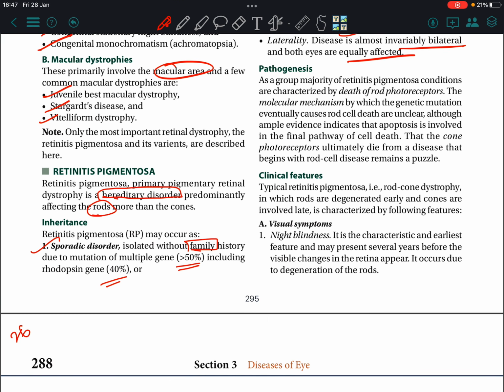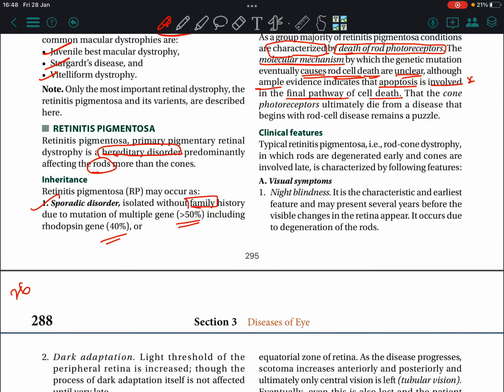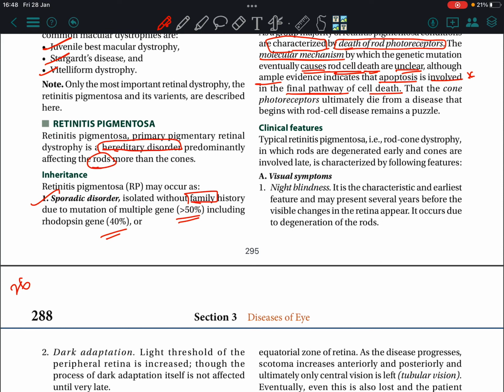Pathogenesis: the majority of retinitis pigmentosa conditions are characterized by death of rod photoreceptors. The molecular mechanism by which genetic mutation eventually causes rod cell death is unclear, and although ample evidence indicates that apoptosis is involved in the final path of cell death, why cone photoreceptors ultimately die from a disease that begins with rod cell disease remains a puzzle.